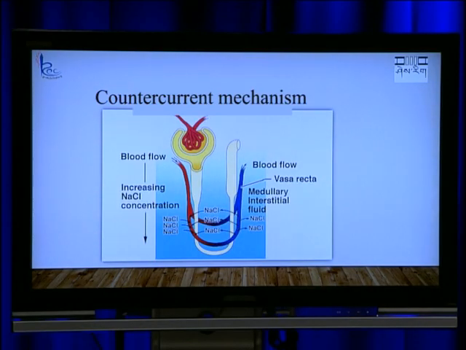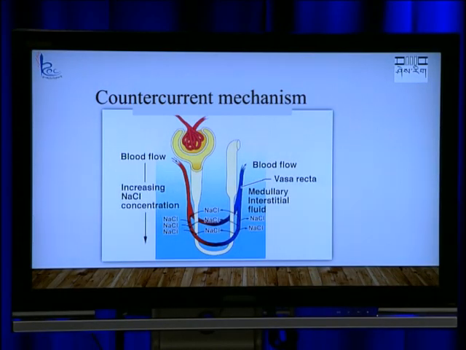It is basically happening in two parts of the nephron and the capillaries that go around the nephron. So, the main parts are the loop of Henle, remember the parts of the nephron, and the other is the network of capillaries that go around the loop of Henle. If you look at the flow of the filtrate in the loop of Henle and the blood in the capillaries, they flow in opposite directions.